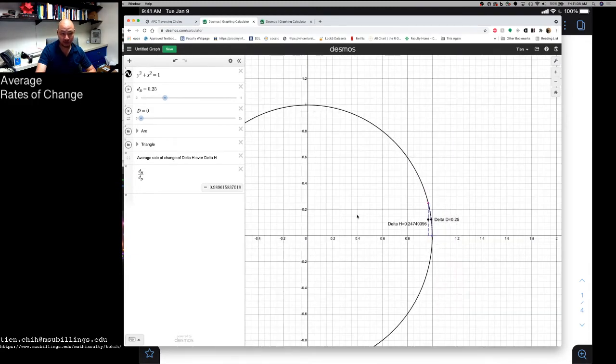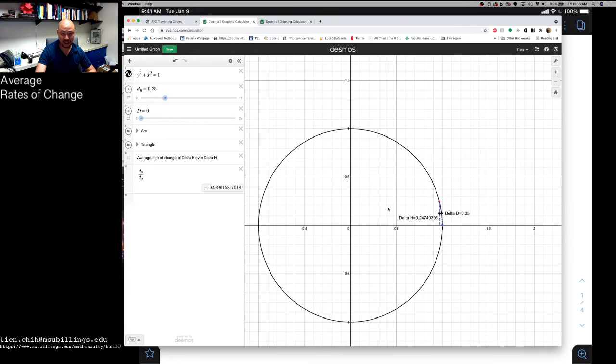And so the average rate of change across this particular path is the change in my height over the change in the distance traveled, and that's pretty close to 1. So right now what that's saying is the rate at which I'm traveling is about 1 unit of height per 1 unit of distance traveled.